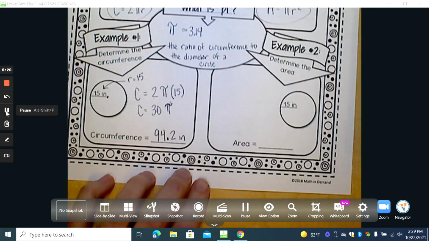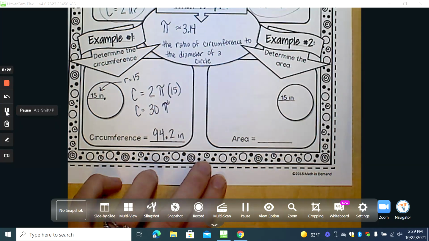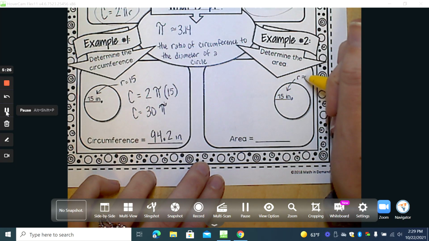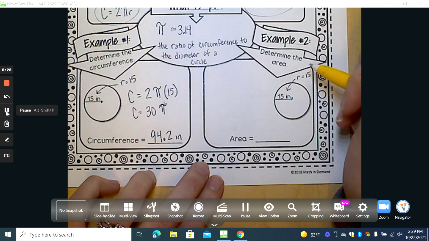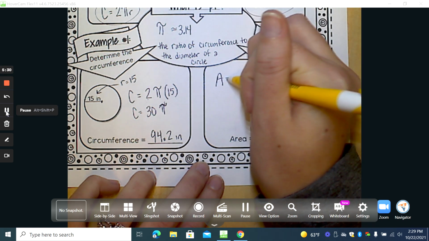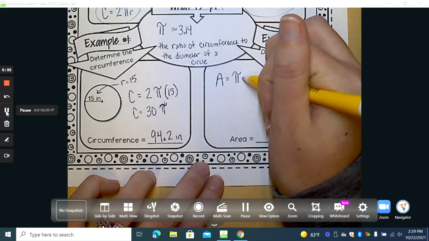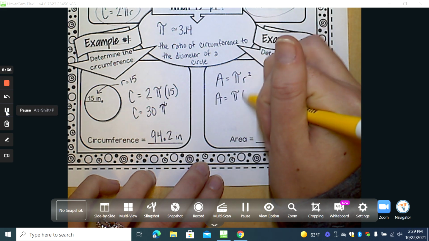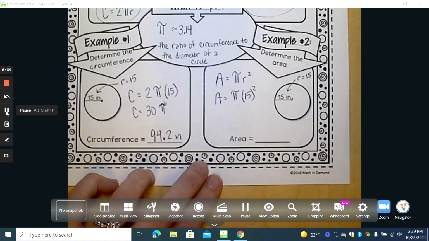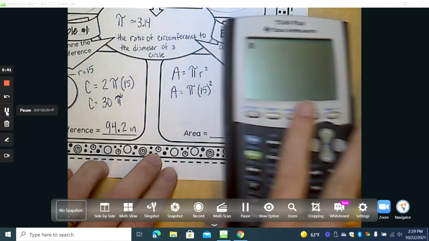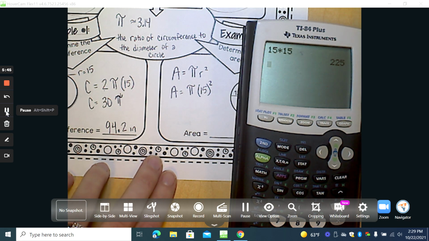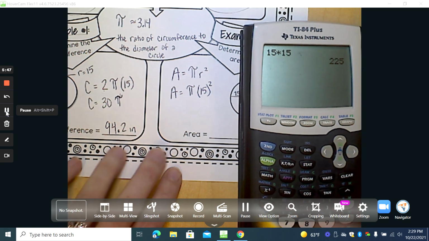94.2 inches. Area, I'm still going to use my radius this time, right? My R is still 15, but this time I want area, so I'm going to do pi r squared. And so what I'm going to do is take 15 times 15. 15 times 15 is 225.